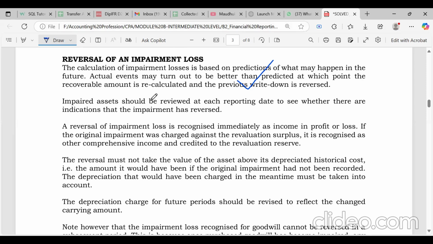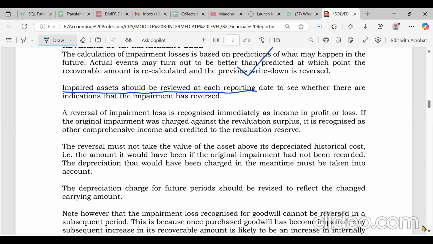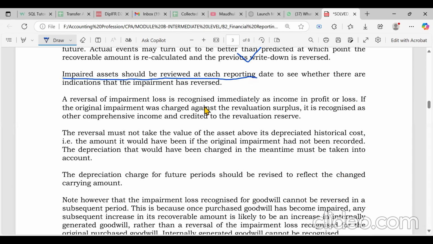So, impaired assets. Whenever you have impaired an asset, it should be reviewed at each reporting date. We said you look for the conditions first, right? But here you can see the impaired assets should be reviewed at each reporting date to see whether there are indicators that the impairment has reversed. So you should always check: are there indications that the impairment has reversed or not? We check for that. And now the reversal of impairment, we reverse it.